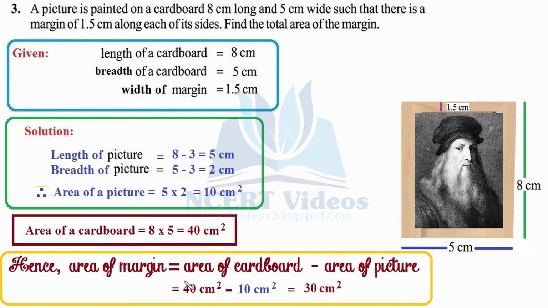Now the area of margin will be how much? Total minus this picture. So total area is 40 centimeter square. We have to subtract area of this picture that we have found as 10 centimeter square. Now 40 minus 10 is 30 centimeter square. So that is your required area of this margin. That is this portion. That is your third.